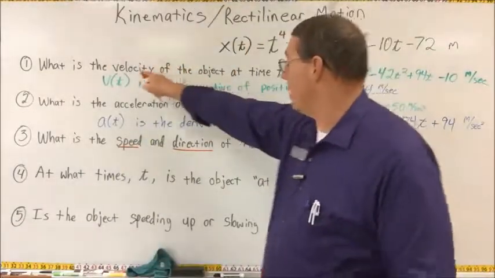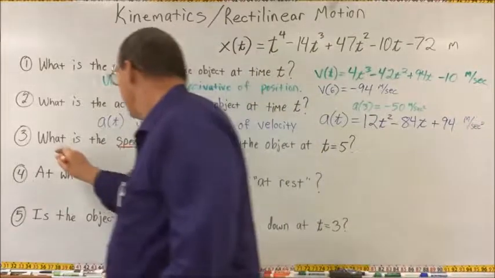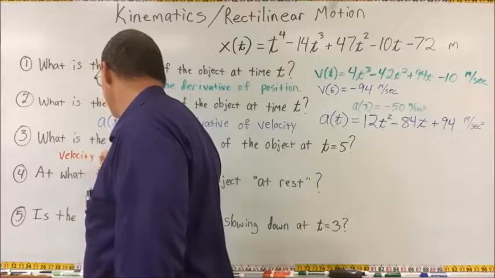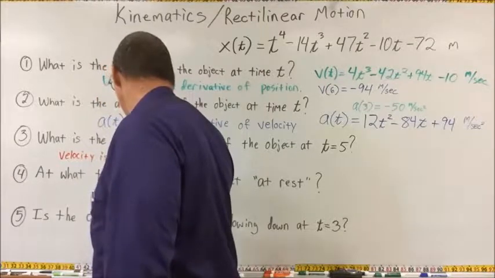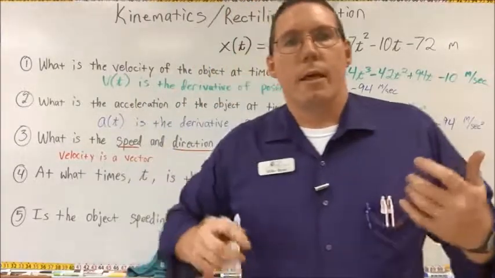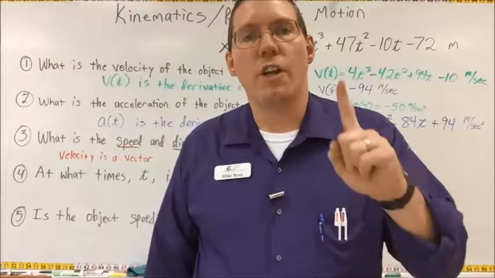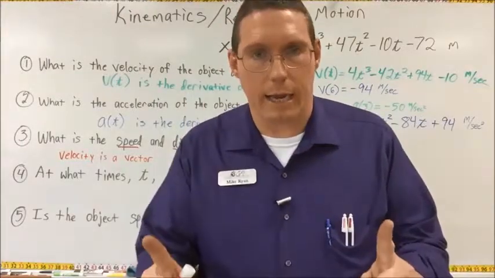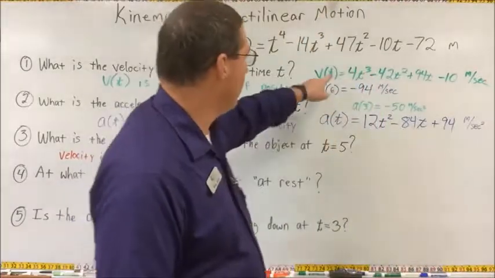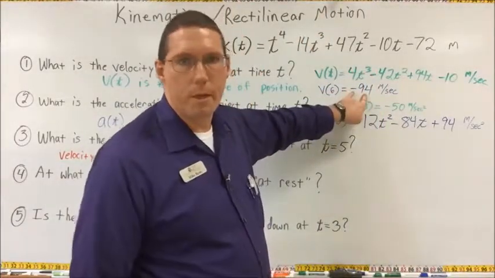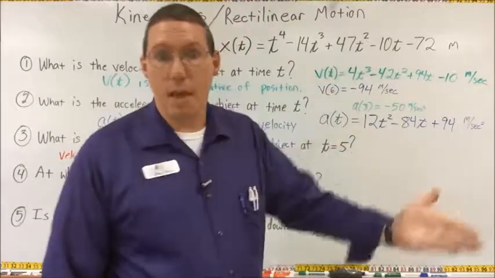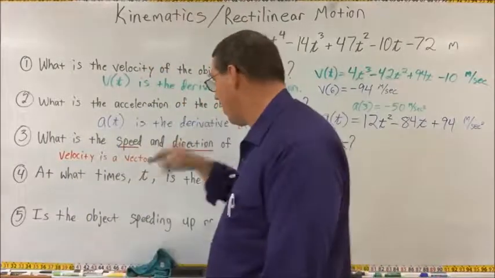See, velocity up here, velocity is a vector. And in this particular case, what this means is that in a vector, the number and the sign both have specific meanings to them. Did you see up here how the velocity is negative 94? The 94 means one thing, and the negative means the other thing. And the way it works is this.